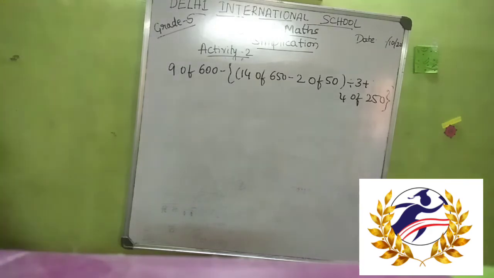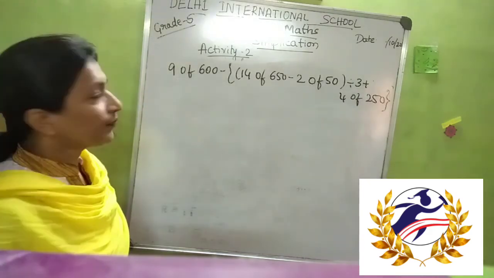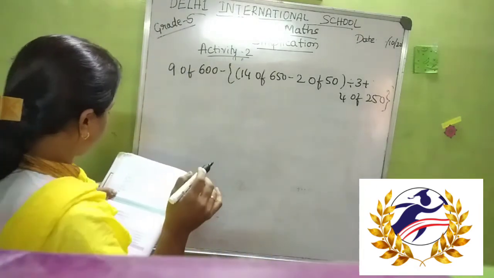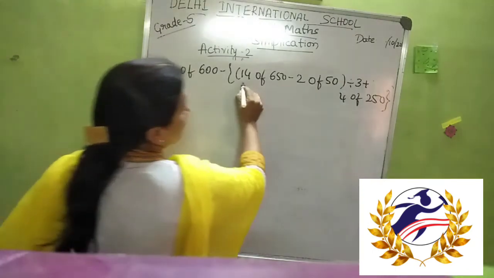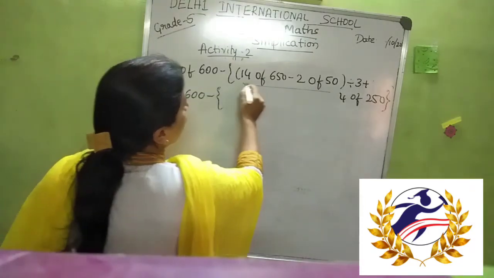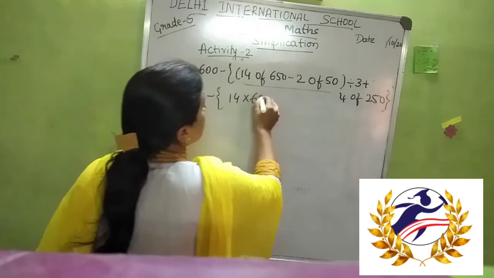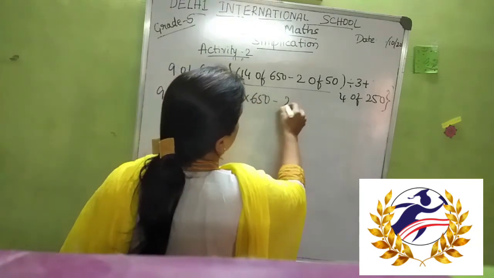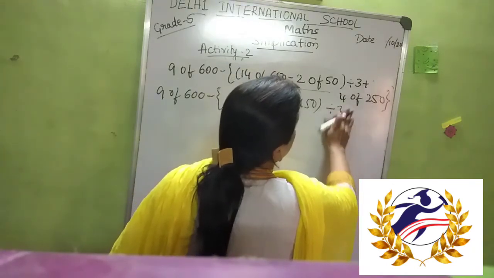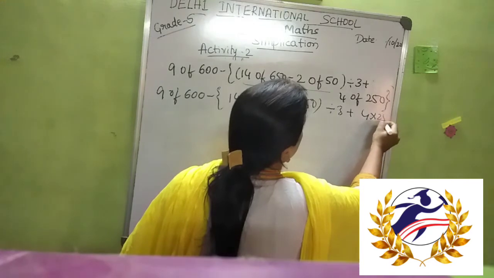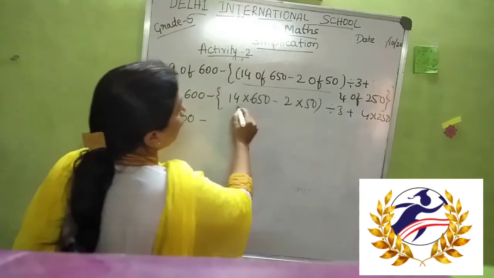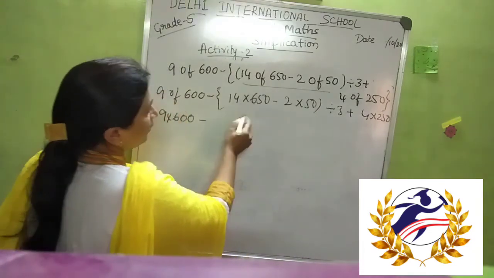Then we will solve this problem, 9 of 600. Okay, first I need to solve this which is inside the bracket. So when I take this smaller bracket which is inside the bigger bracket, the remaining I will write as it is. So 14 of 650 means into, so that is we should write 2 into 50 we should write. Divided by, so 3 plus 4 of 250 we should write. So 9 of 600.